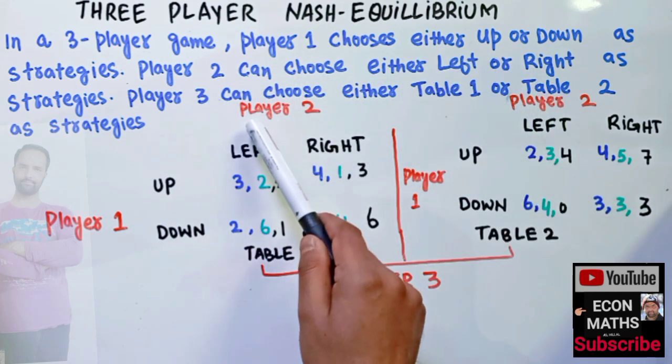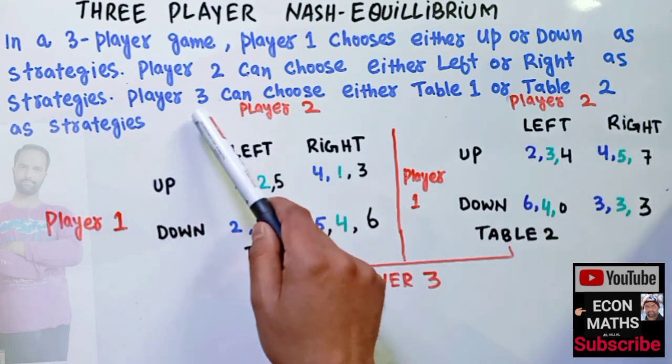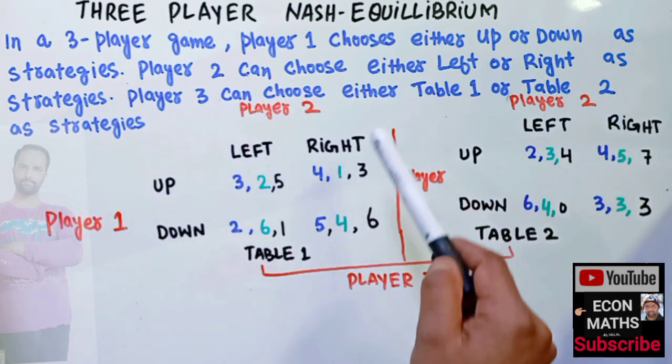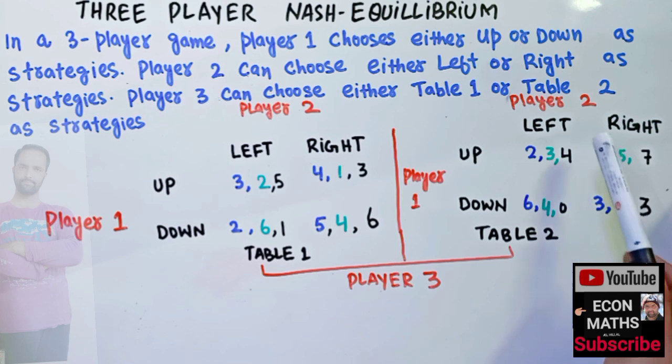As strategies, player 2 can choose either left or right. Either player 2 can go left or right here, left or right here, okay? As strategies, player 3 can choose either table 1 or table 2, either this table or that table. We need to find out the Nash equilibrium or Nash equilibria if we have multiple Nash equilibria here, okay?